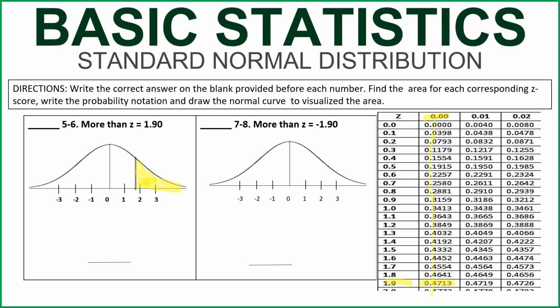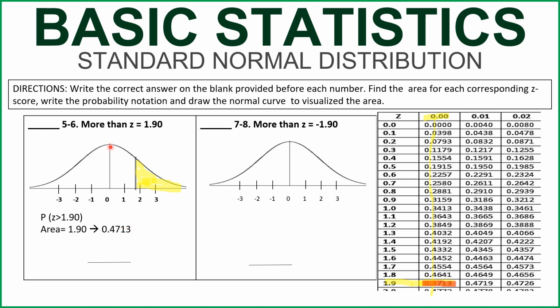Therefore, the intersection of 1.9 and 0.00 is 0.4713. Therefore, the area is 0.4713. But first, let's write the probability notation. Since it's more than, we will use the greater than symbol. So we have Z is greater than the given Z score, which is 1.9 or 1.90. So the area equivalent to Z score of 1.9 is 0.4713.